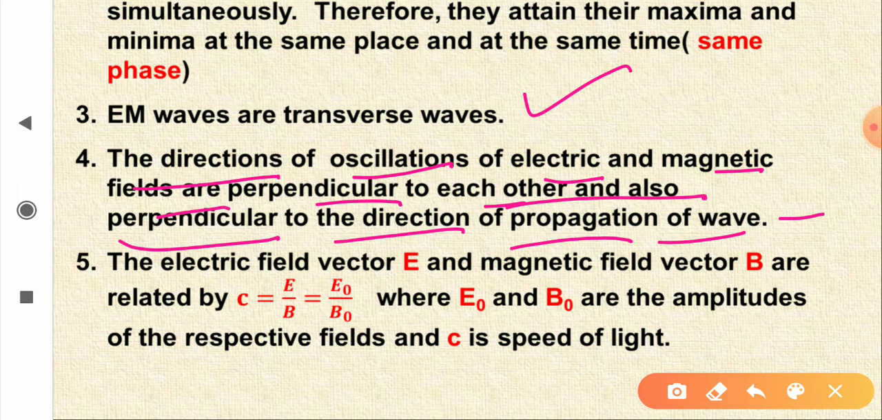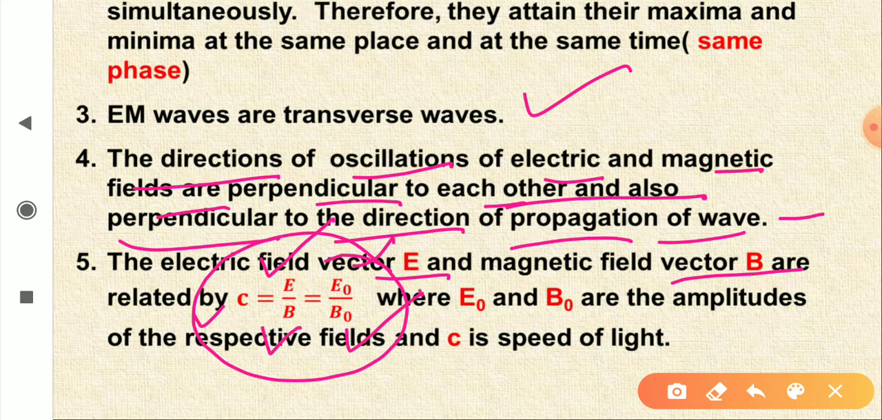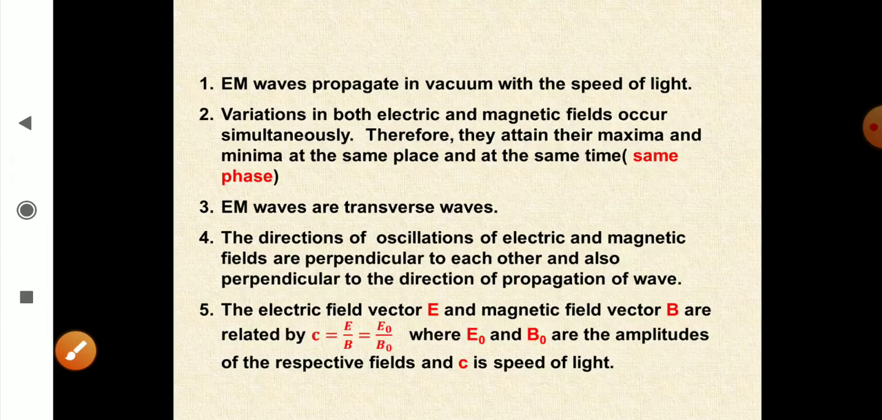And now the relation between electric and magnetic fields. So the electric field vector E and magnetic field vector B are related with each other by this relation, where C is speed of light. So speed of light is E upon B or E naught upon B naught. So E naught and B naught are peak values of electric and magnetic field.